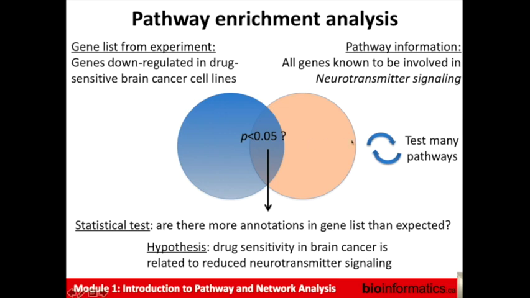So we do this with many pathways. So we test neurotransmitter signaling and then hundreds or thousands of other pathways. Once we're done, we need to do some multiple testing correction because we want to avoid false discovery from just trying many pathways. And in the end, we might develop some kind of hypothesis that drug sensitivity in brain cancer is related to reduced neurotransmitter signaling.